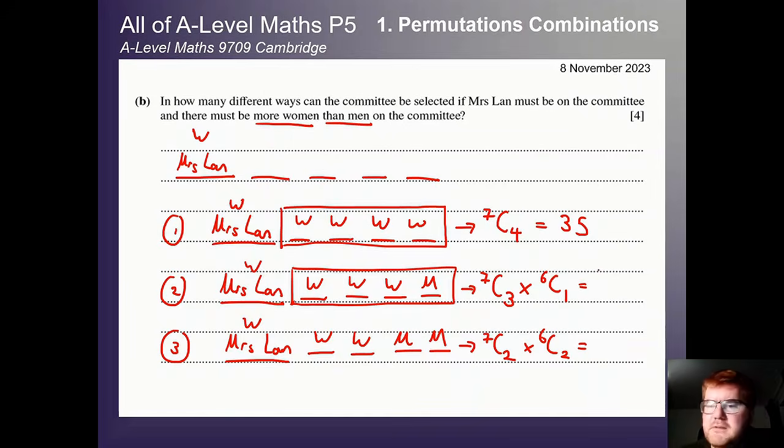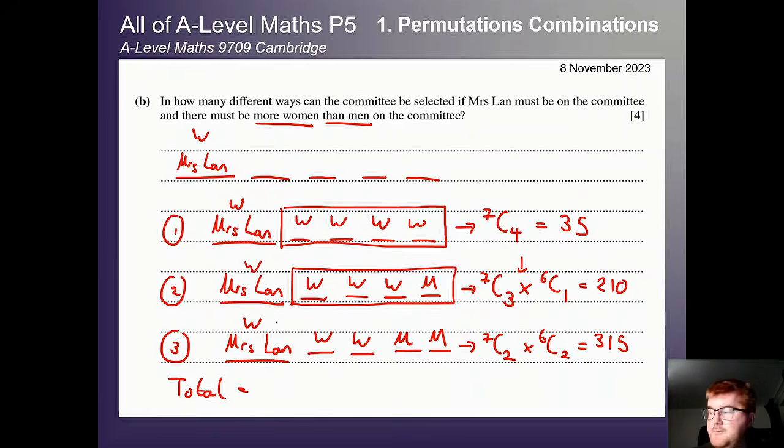The reason we're multiplying, if you've wondered this, is essentially a probability. So probability of 3 women and 1 man, hence this multiplied here. And then if we do the last part, so 7 choose 2 times 6 choose 2, that's going to give us then 350. So we've worked out all the possible ways of doing it, so we just need to add those up.